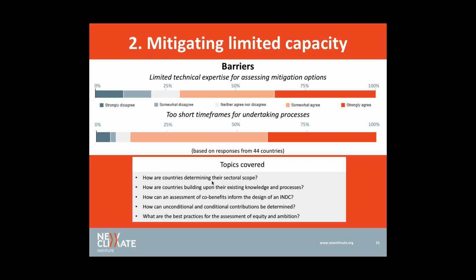So first we look at what countries have done to determine the sectoral scope. Second, how to build on existing knowledge, because if knowledge is already available, it can be done quite a bit quicker. Third one is looking at the co-benefits that inform the design of the INDC. A fourth one is what countries have done to look into the conditional and unconditional contributions, how to do the split. And fifth one is about best practices in assessing equity and ambition of the individual INDC. So I'll go through these 5 now.